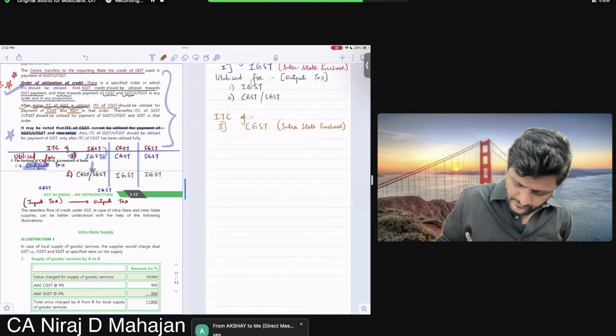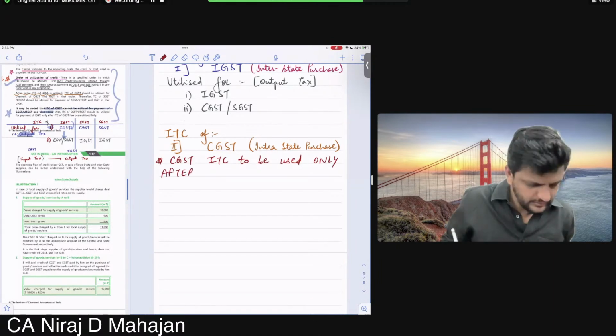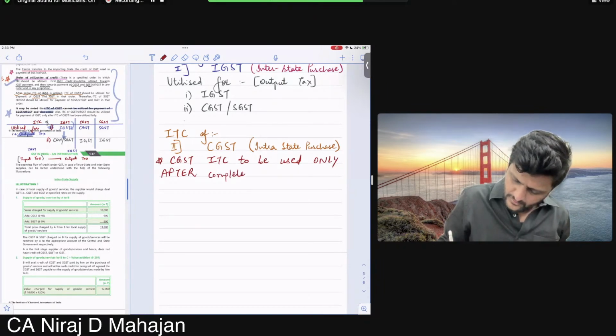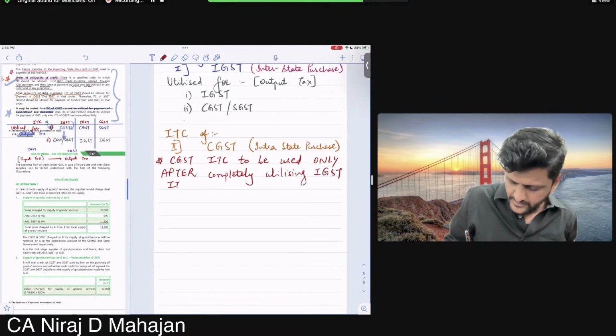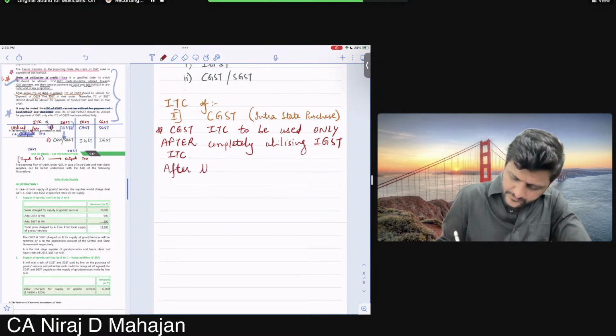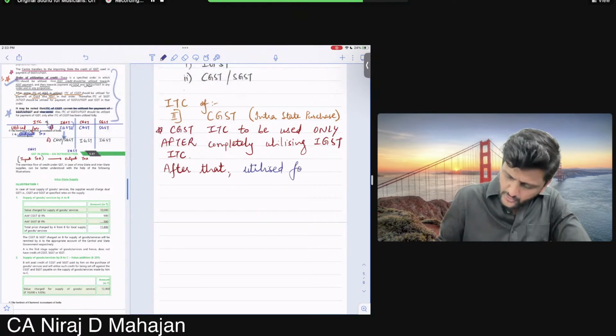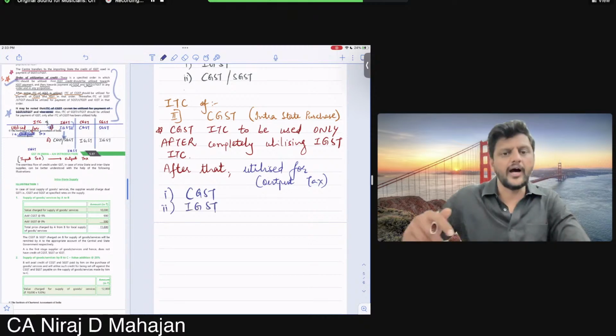So I'm writing a star mark. CGST ITC to be used only after completely utilizing which ITC? IGST ITC. Correct, everybody? Okay till here? After that, ठीक है. Utilized for. Now utilized for means obviously output tax. Now here, what is the first priority? CGST. Second priority, IGST. I hope you're understanding what I'm writing.